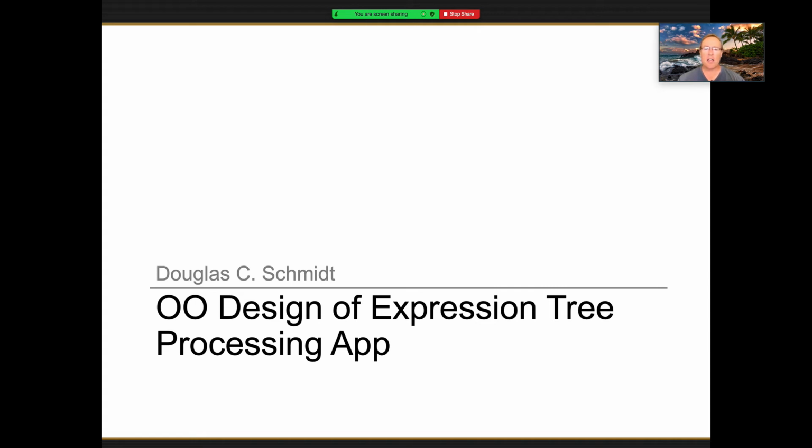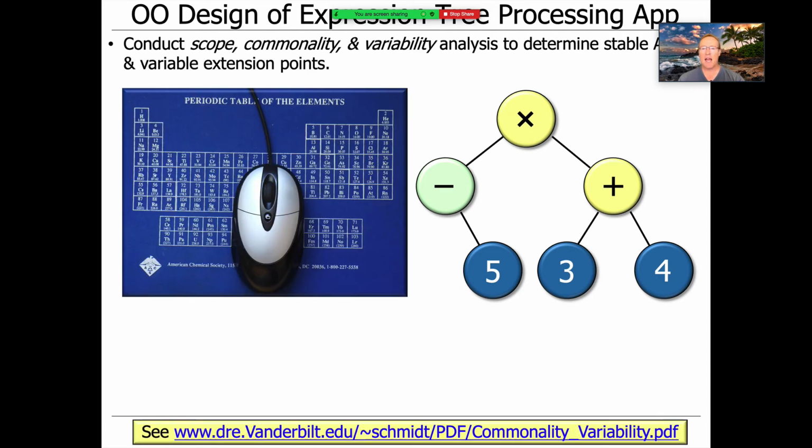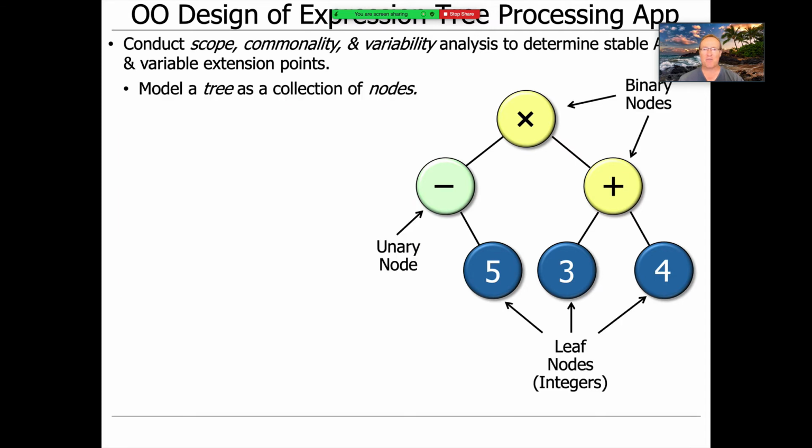Okay, what I'd like to do now is give you an overview of the object-oriented design of the expression tree processing app. And as we'll see here, this whole design is based on modeling of classes and objects in the expression tree domain. And that's a perfectly good domain. And of course, because we're trying to be as forward-thinking as possible and as generalizable as possible, we're going to be applying commonality and variability analysis to determine what the stable parts of our interfaces and classes are, and then also how to have variation in a common way. And that really is the gold standard of software design.